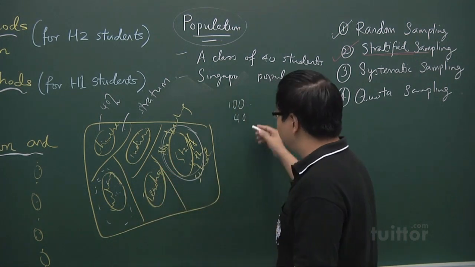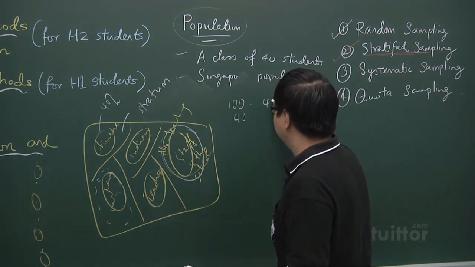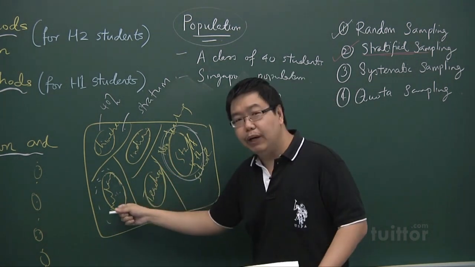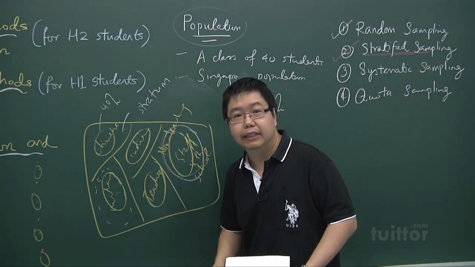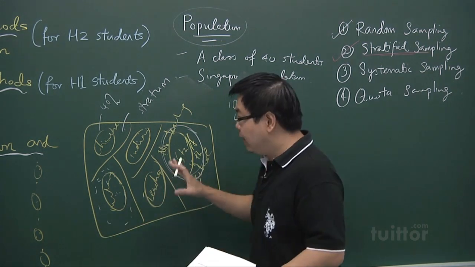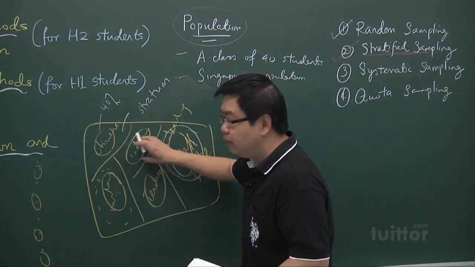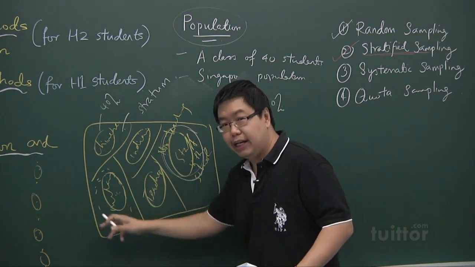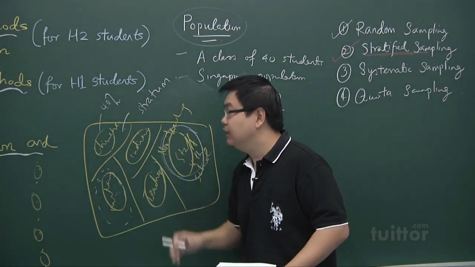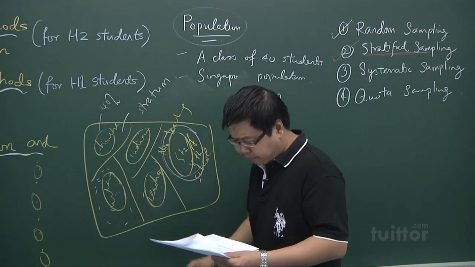For example, Malays may make up, say, another 40%. Then we will ensure that we pick another 40 Malays from this entire sample. Okay? So that will ensure that whatever you draw from the different groups will be representative of the entire population based on the strata. Okay?